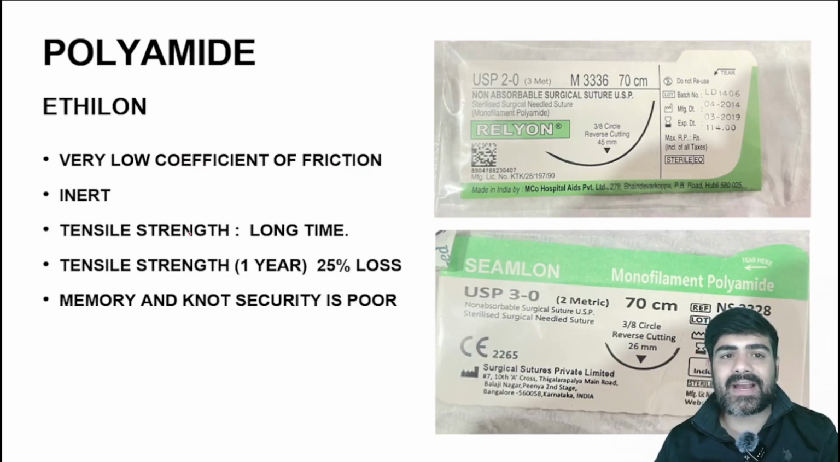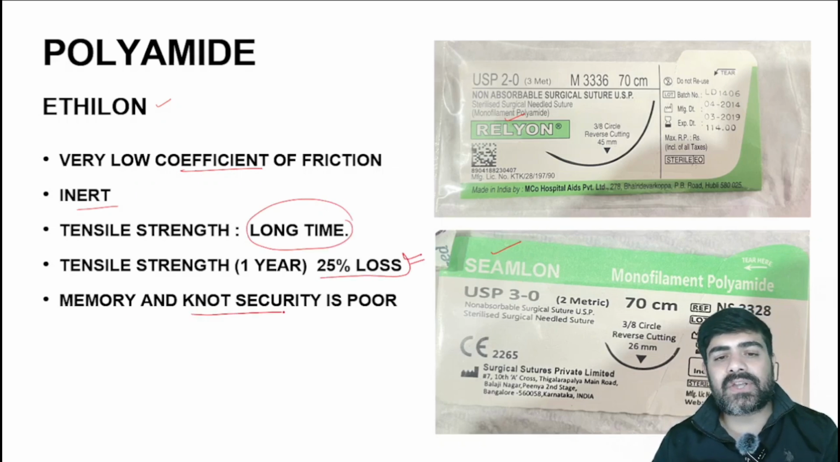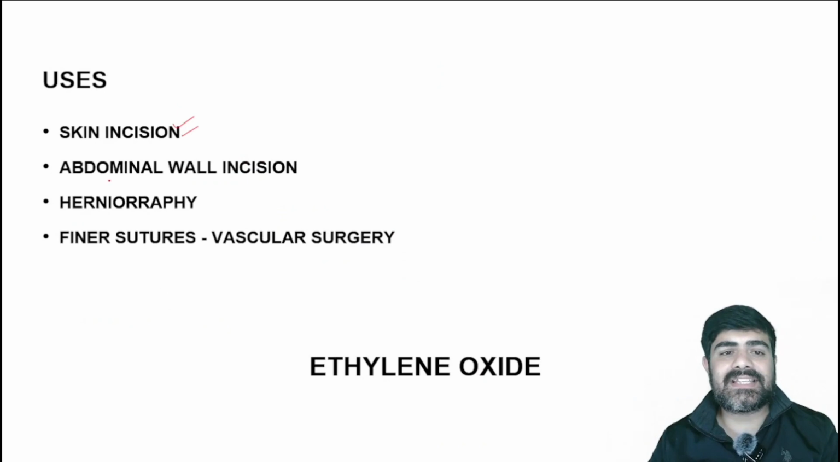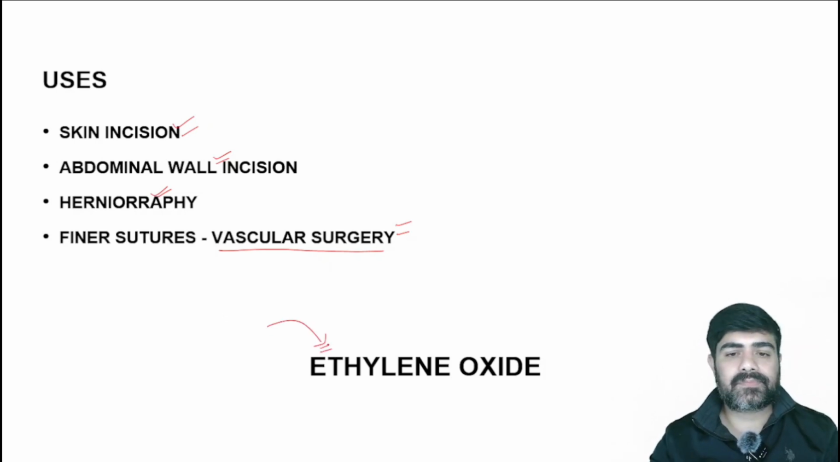Now this is polyamide, Ethilon. Trade name we have Ethilon. This is Dafilon. This is Surgilon. So this is Ethilon. There is a very low coefficient of friction. It is inert again. Tensile strength is for a longer time. 25% of tensile strength is lost in 1 year. Memory is there, and knot security is poor. So uses are for closure of skin incision, abdominal wall incision closure, herniorrhaphy, and the final suture is used in vascular surgery. So it is sterilized by ethylene oxide again.